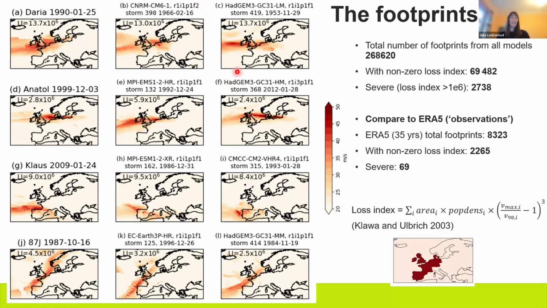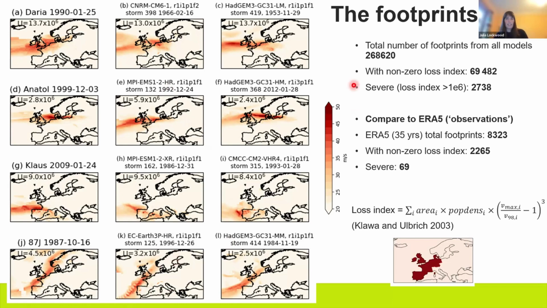And we checked in our event set whether the model was capable of simulating all these different types of storms. So here are some of the matches we found to each type of storm. You can see it gets the Daria-like storms, the Anatole narrow ones, ones hitting Iberia, and then the ones with the track coming from the southwest.